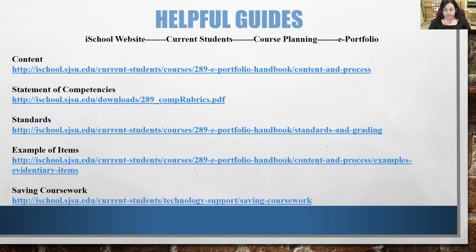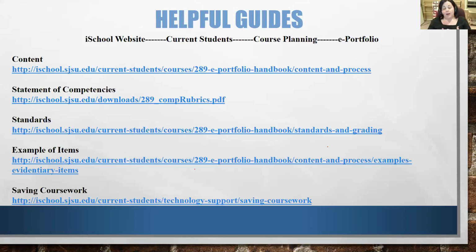Then the next link is examples of items, and this just gives you a list of things that you might want to include in your ePortfolio from your different classes. Like I mentioned, a paper, a database, a website that you've created, any kind of items like that, you definitely want to archive.